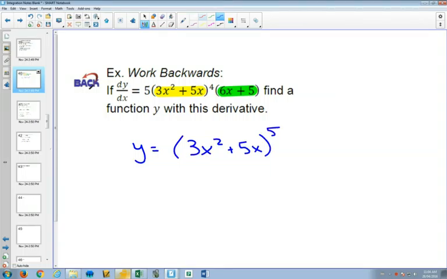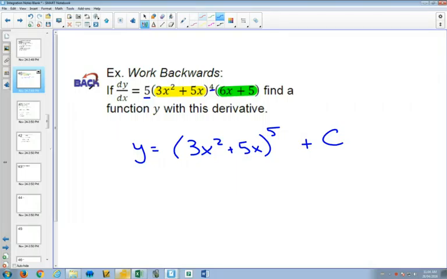this function originally was this, what would you do? You would bring the 5 out in front and subtract 1 from the exponent and keep the inside the same. That inside is what I highlighted in yellow. And then after that, you would multiply by the derivative of the inside. Of course, if we were working backwards, we'd also have to say, oh, it could have plus c here at the end, because it could be any function.